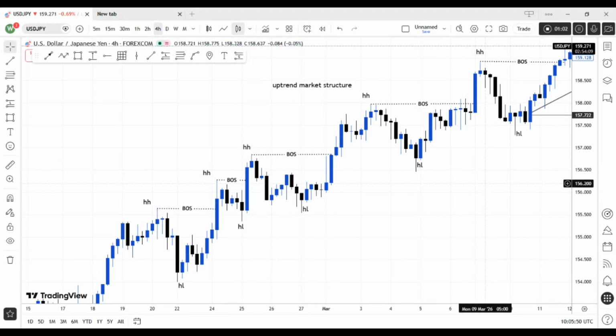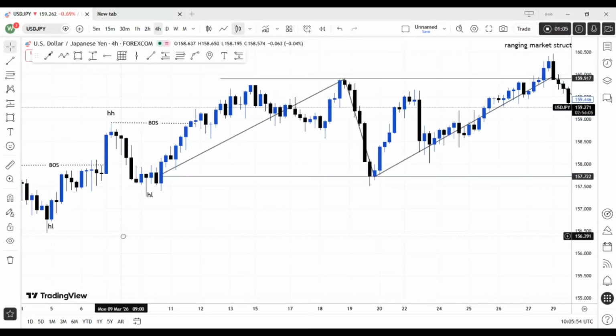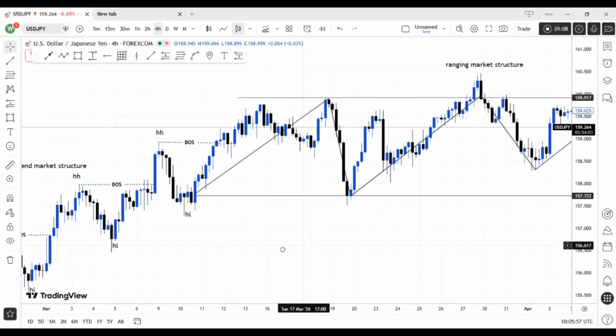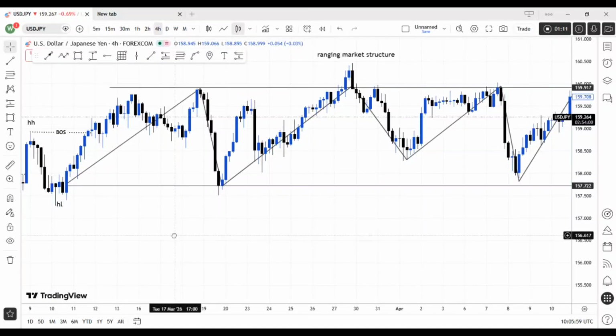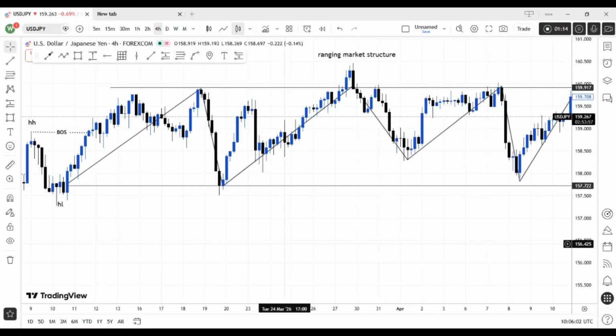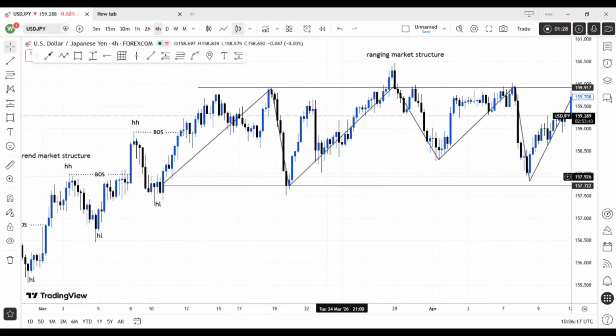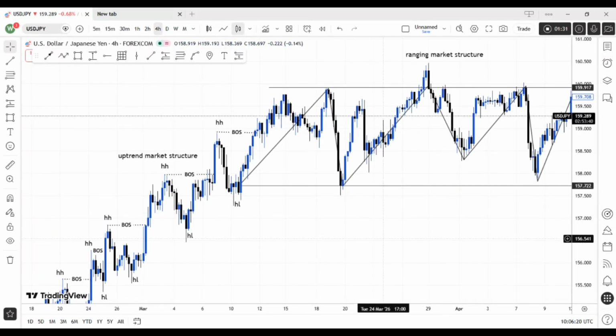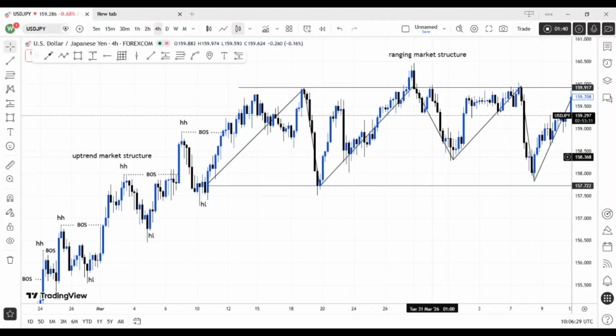Let's continue to the ranging market structure. In the ranging market structure there is no clear direction which the market will take. The market is just consolidating. It will be very difficult for a beginner trader to take a trade in this ranging market structure because, as we have seen, there is no clear direction. If you predict here that the market will take this direction or that direction, you may be wrong. So it will be advisable to trade what you see and what you can interpret.